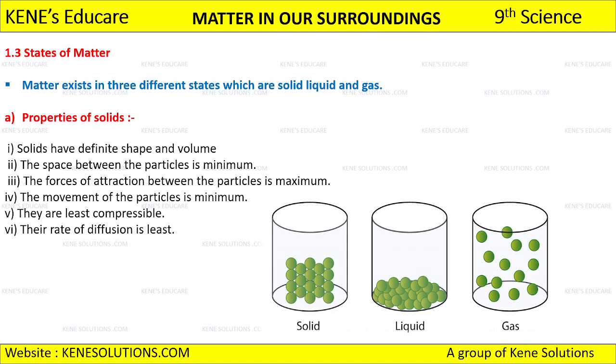Because of it, solids have a definite shape and volume. The space between the particles is also less. This is what we studied. The movement of the particles is minimum, and they are least compressible. We cannot compress them, and their rate of diffusion is least.